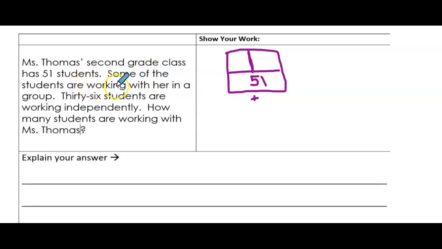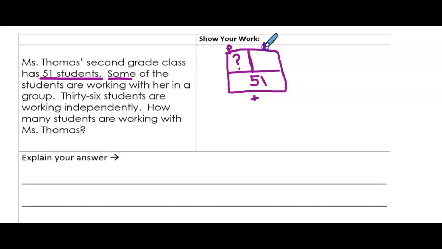Some of the students are working with her in a group. Boys and girls, first I'm going to underline 51 students. Now the second sentence says some of the students are working with her in a group. Did they give us a number for that sentence? No, they didn't. Remember, boys and girls, some means we don't know the number. So we use a question mark. This is part of the class. We don't know how many yet. That's why we put a question mark there.